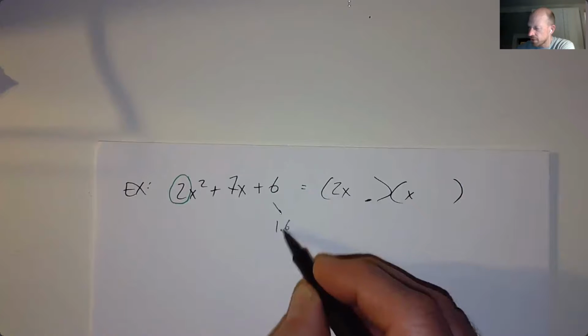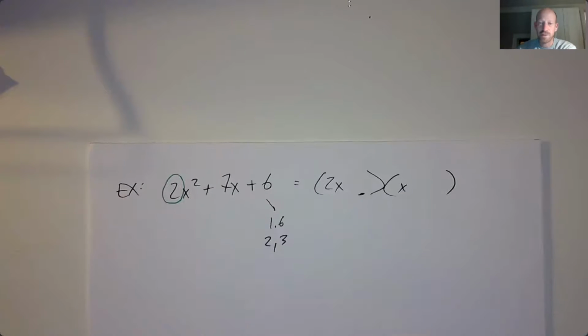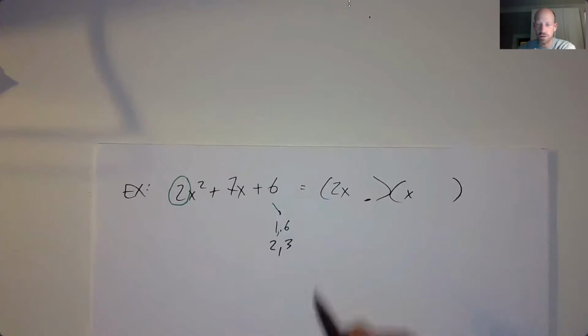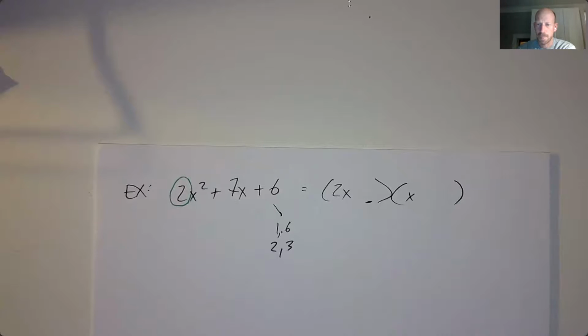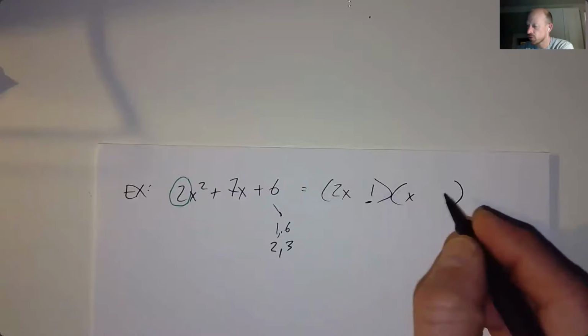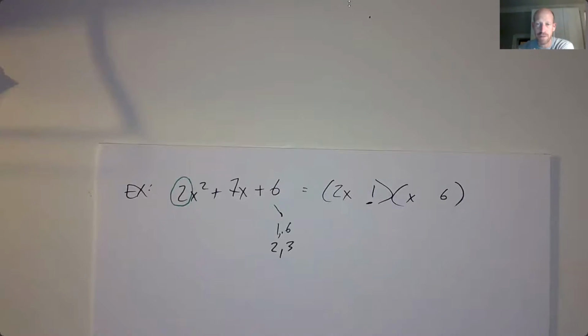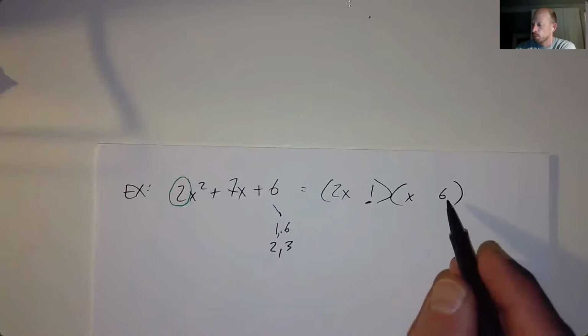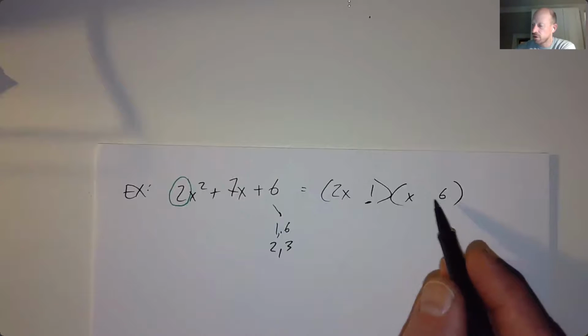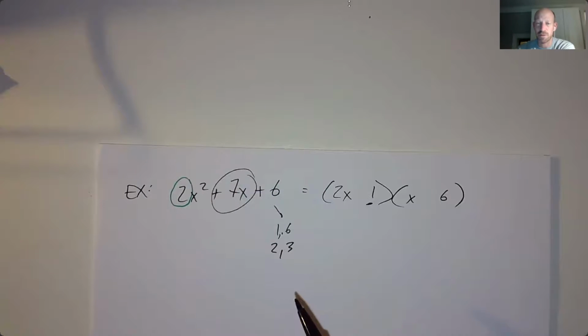I still have to get a 6. And the only way to get a 6 is a 1 and a 6 or a 2 and a 3. It's harder to tell which pieces are going to work for us than it was in the last one. So we can always fall back on that trial and error method. So let's just go through that like we aren't anticipating what's happening. Again, I'm very focused here on trying to get a 7x as my middle term.